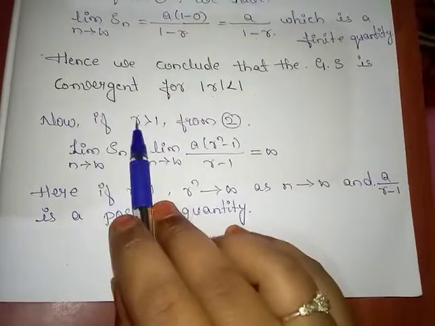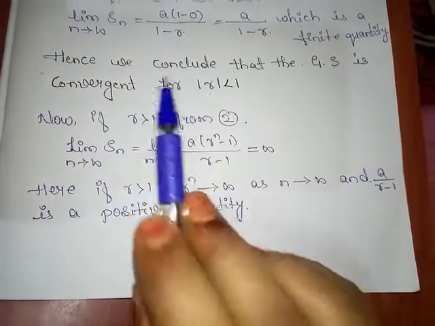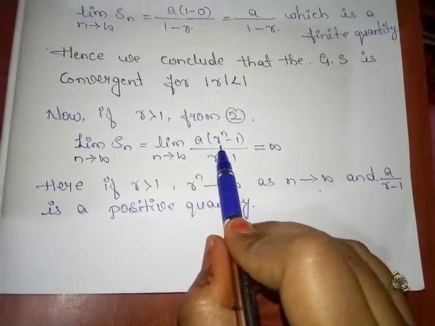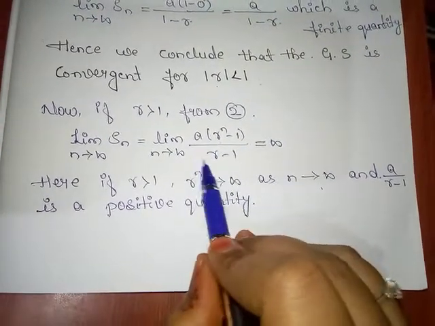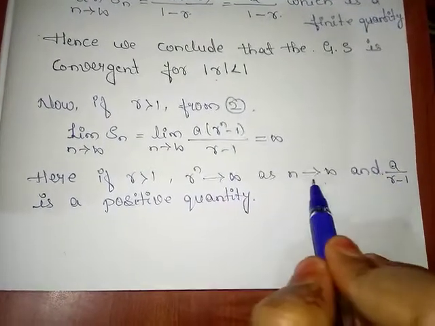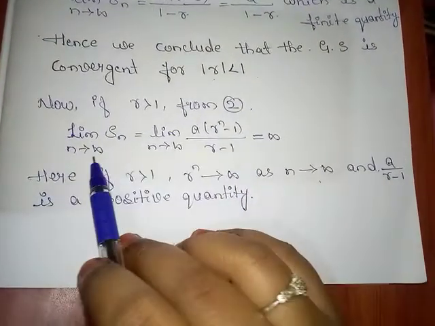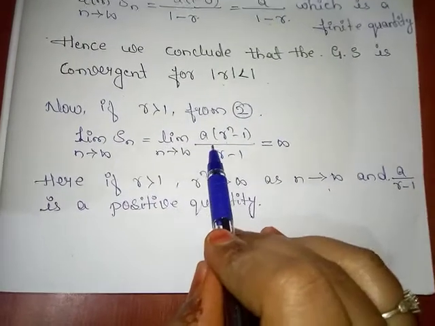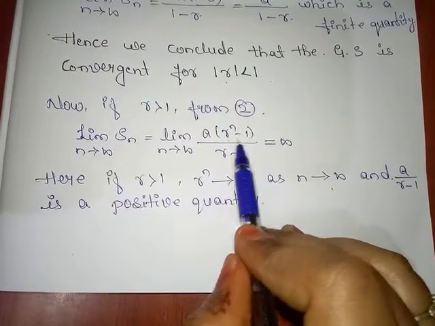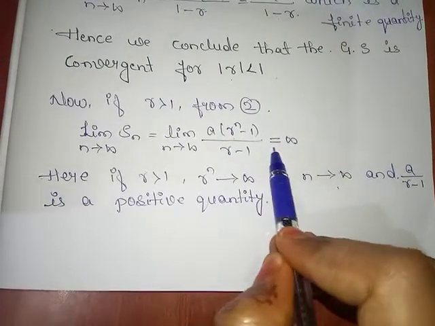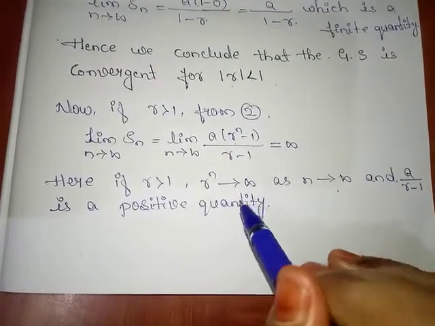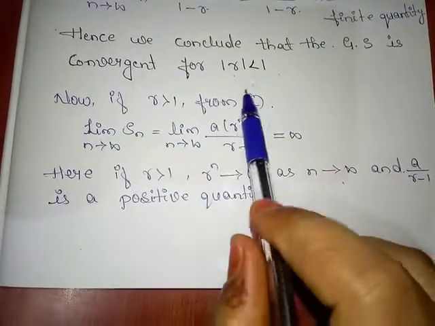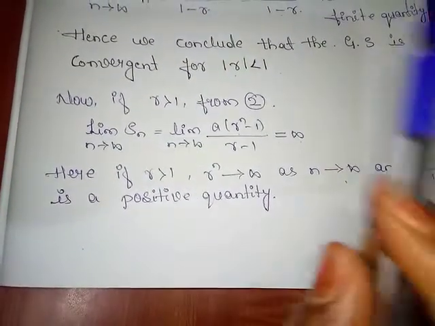Here if the r value is greater than 1, then as n tends to infinity, this value is infinity, and we know that a divided by r minus 1 is a positive quantity. Therefore limit n tends to infinity Sn is equal to limit n tends to infinity a into r raised to n minus 1 divided by r minus 1 is infinity, which concludes what? The geometric series is divergent when r is greater than 1.